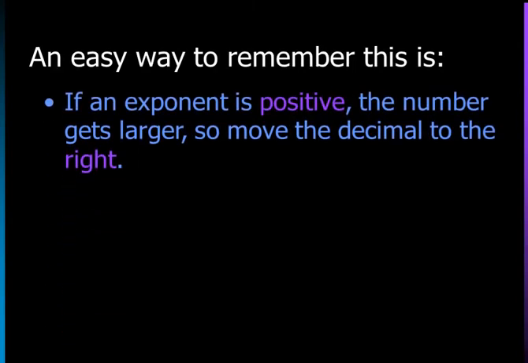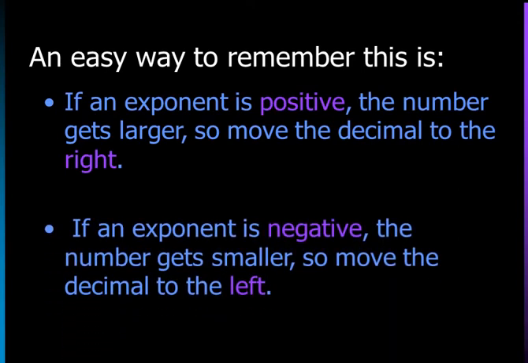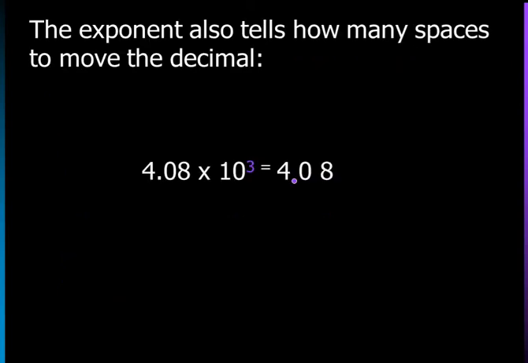An easy way to remember this is if an exponent is positive, the number gets larger, so move the decimal point to the right. When your exponent is negative, the number gets smaller, so you should know that you will have a very small number. So your decimal point should be moved to the left, so that you tell others that this number is small.